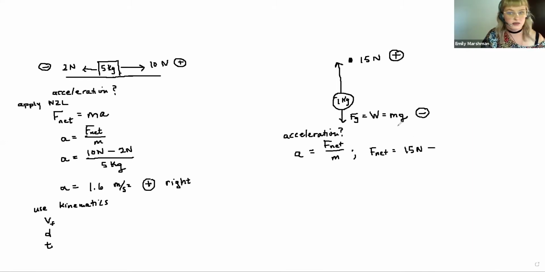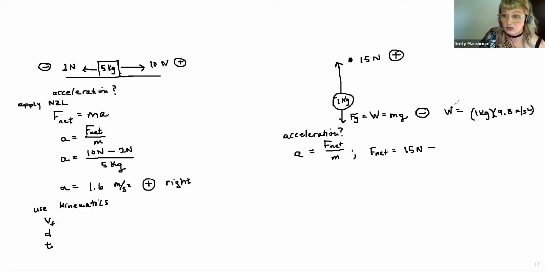So the weight of the object is its mass, which is 1 kilogram, times the acceleration due to gravity. I'll just use 10 here. It's 9.8 meters per second squared. If you want to use that, you can. Well, the book uses 9.8, so I'll just stick with 9.8 meters per second squared.